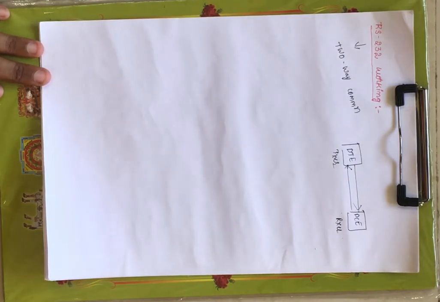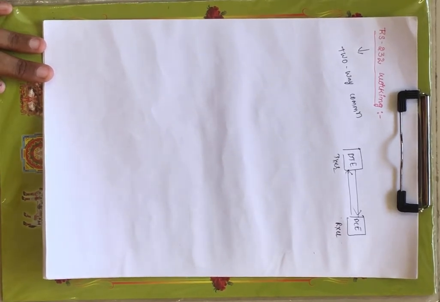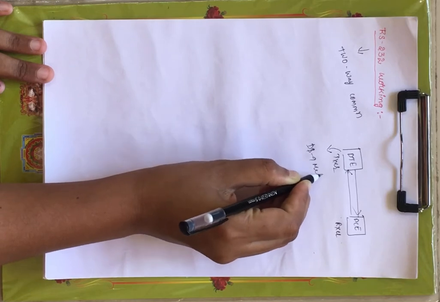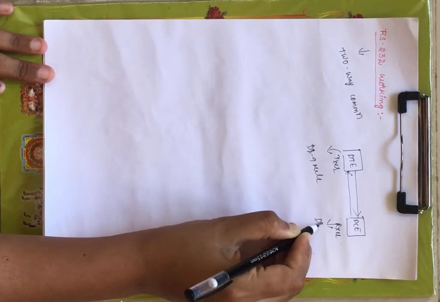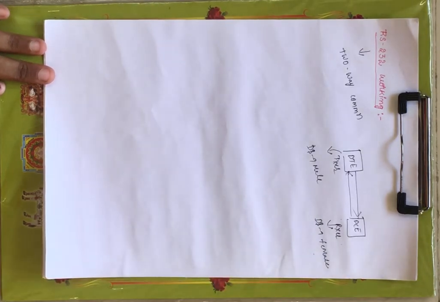Now here the two devices, DTE and DCE, the transmitter and receiver, are connected to each other. The DTE is data terminal equipment, and the DCE is data communication equipment. These two are connected to each other. This is the DB9 male connector, and this is the DB9 female connector. Now this contains 9 pins, as we have seen in the previous lecture.